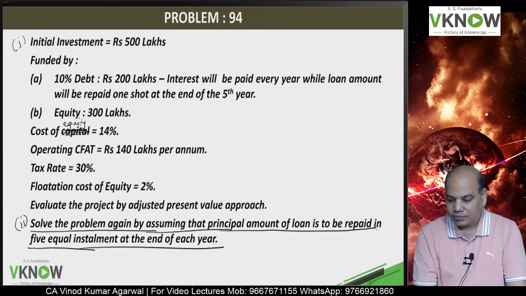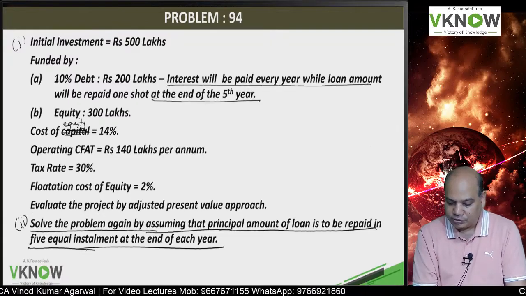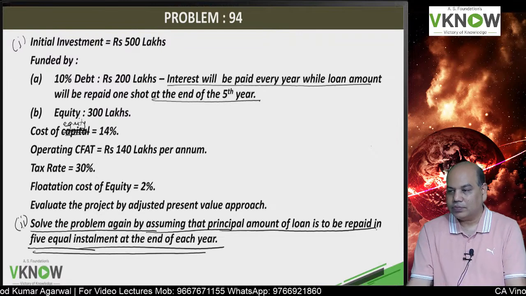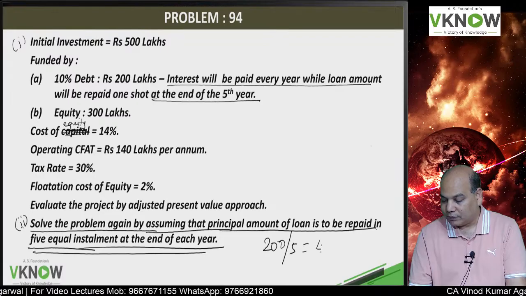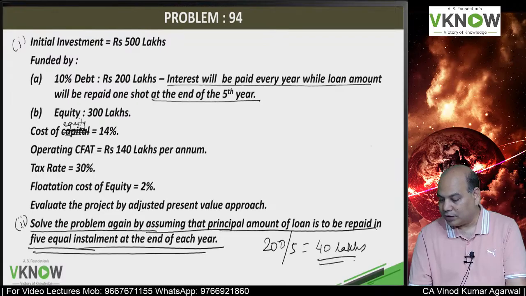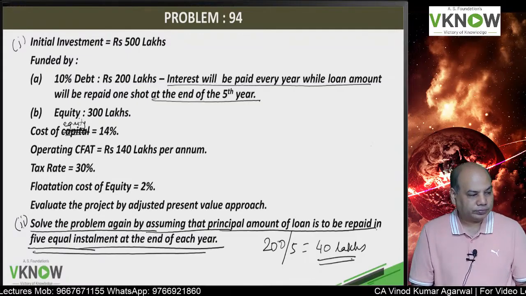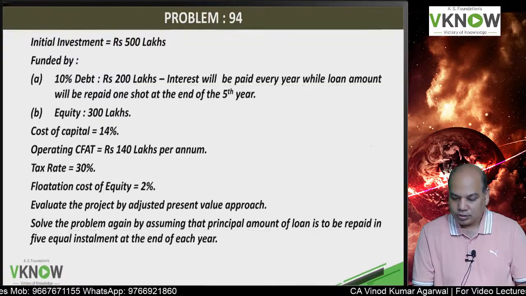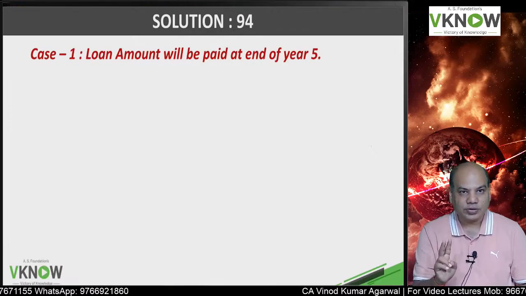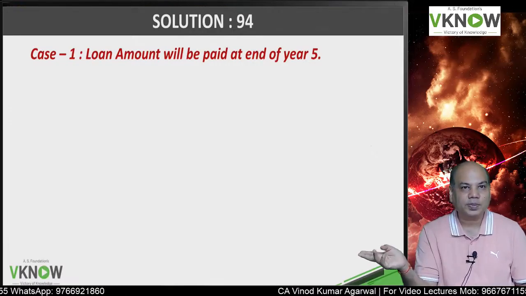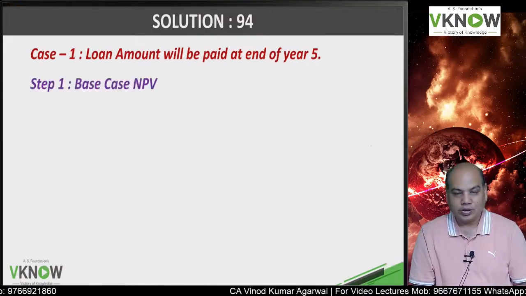This is part 1. In the first part, the principal amount will be paid at the end of the 5th year, and in the second part, the principal amount, which is 200 lakh, divided by 5, that is 40 lakh, will be paid every year. So how do I solve it? I have to solve it twice. Case 1, principal amount is paid at the end of the 5th year. Case 2, principal amount is paid in 5 installments.